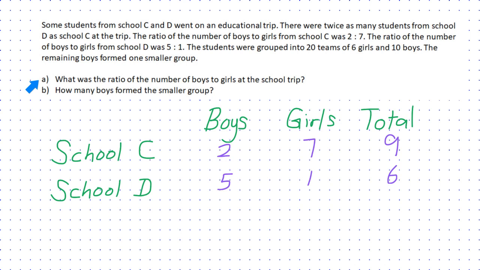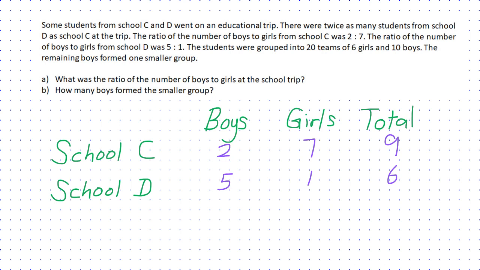Okay, so question A is, what was the ratio of the number of boys to girls at the school trip? So what we need to do is find the ratio of the total number of boys in schools C and D to the total number of girls. As you know, we cannot simply add these two ratios as the value of each unit from school C and D may be different.